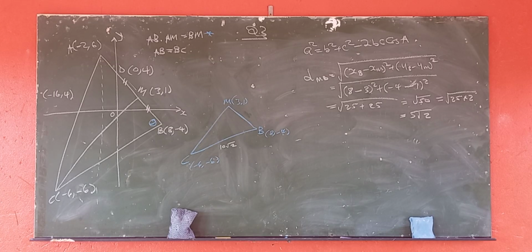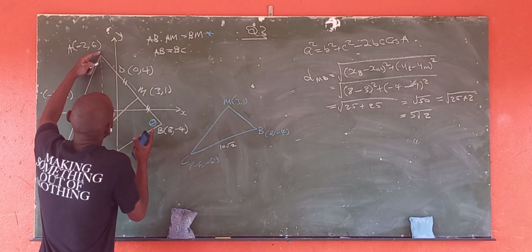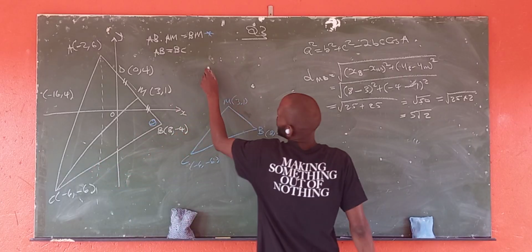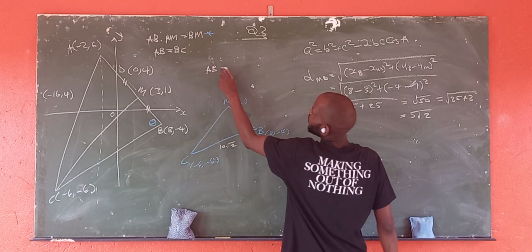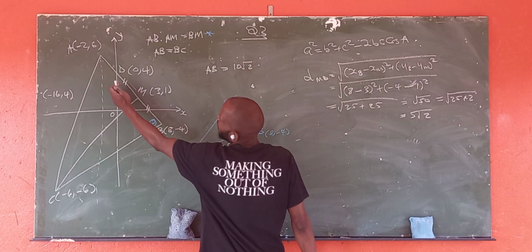Why did we have to calculate them? Because what we do with AB, we know that AB is 10 the square root of 2.